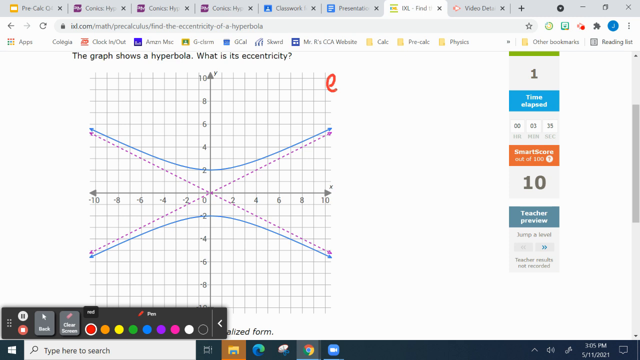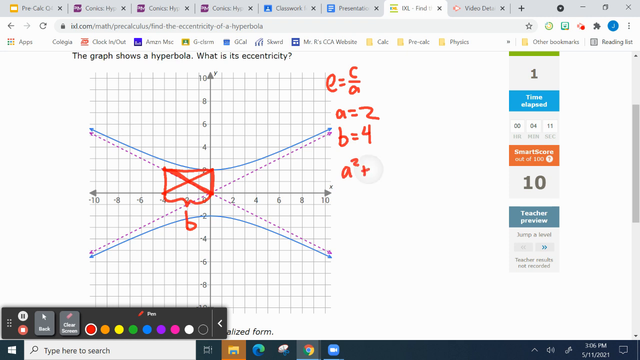So the eccentricity is C over A. A is right here, so A equals 2. And then we have to find our B. We go like that, and we can see that B is right here. So B equals 4. And then we have to find our C. Oops, I did that the wrong way, but it doesn't matter because it's a rectangle, though it should have been this way. Anyway, it doesn't matter.